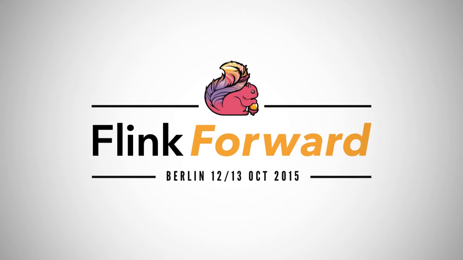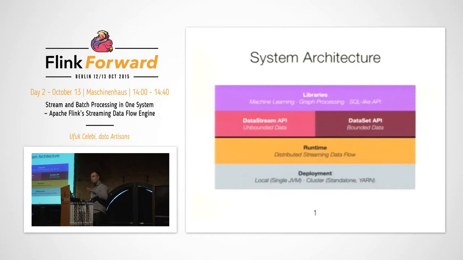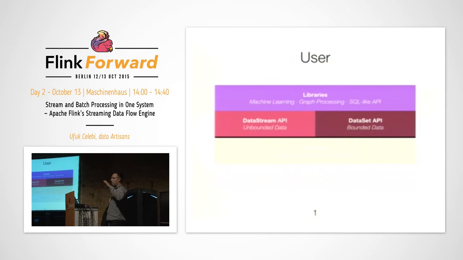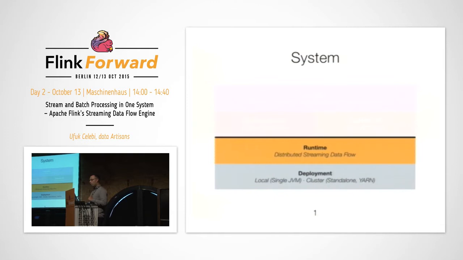I have shown a variant of this picture before. It is the general architecture of Flink. Up to this point, most talks focused on the upper layers. I call them the user layer, which contains the core APIs, the DataStream API for streaming, and some libraries on top of it. What we are going to do today is focus on the lower layers. We are going to look into the runtime of Flink and see how stuff is executed.